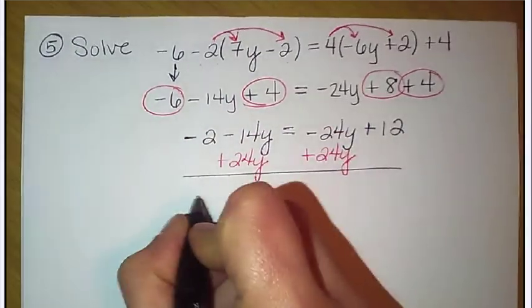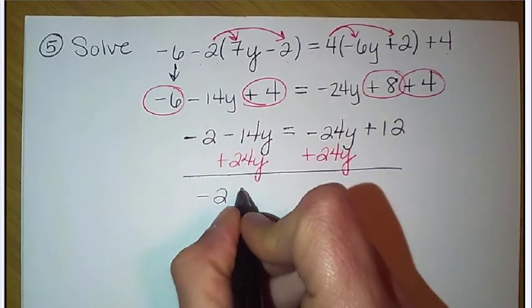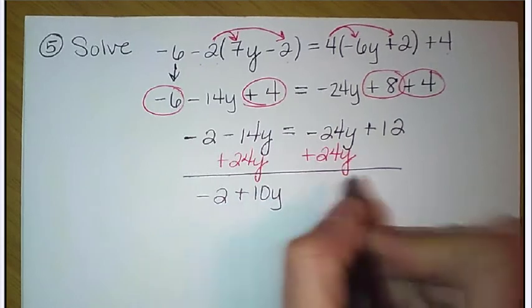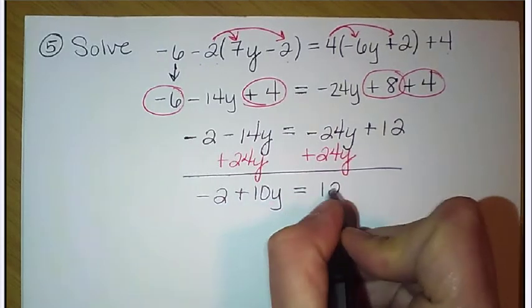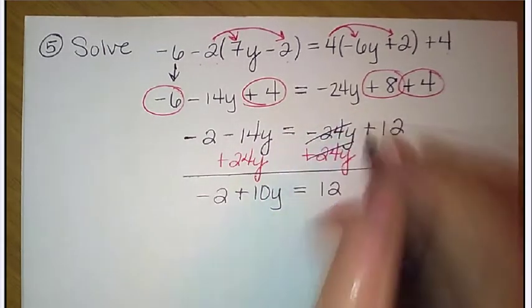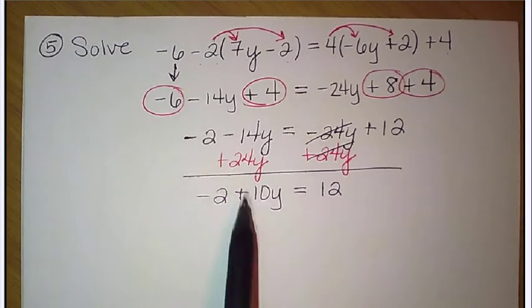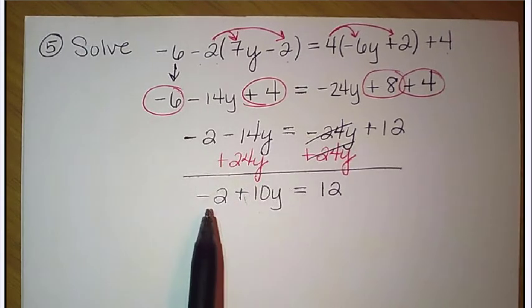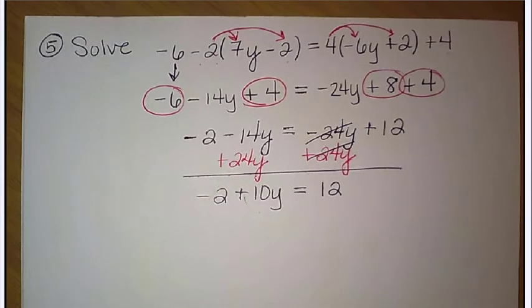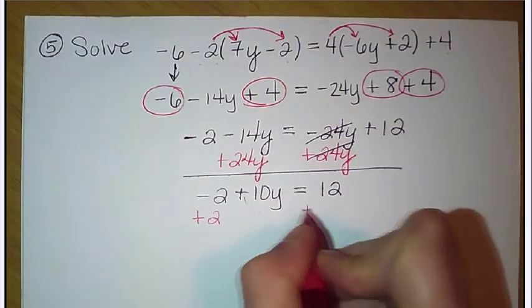So we have negative 2, we didn't mess with him, and then 24 minus 14 is going to give us 10y equals 12. Again, that's because our 24s here canceled each other out. So now that we have all of our y's sitting right here on the left-hand side, we need to move this negative 2. So we're going to add 2 to both sides.